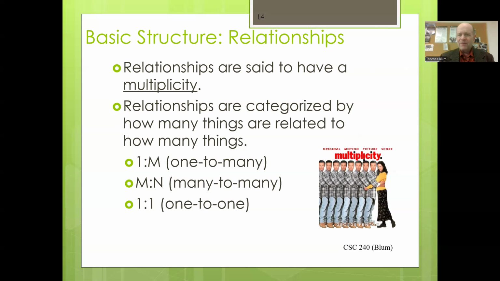Relationships have what's called a multiplicity. We want to categorize our relationships because that can affect how they are made, how you write the schema in the database. So the multiplicity of a relationship is important. We talk about relationships being one to one, one to many, or many to many. So we talk about how one thing is related to how many other things.